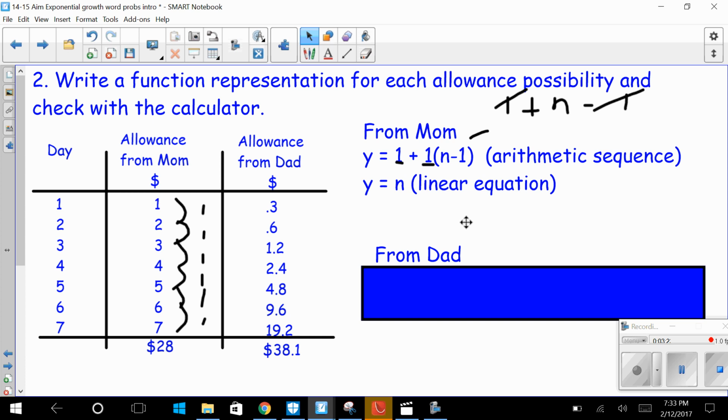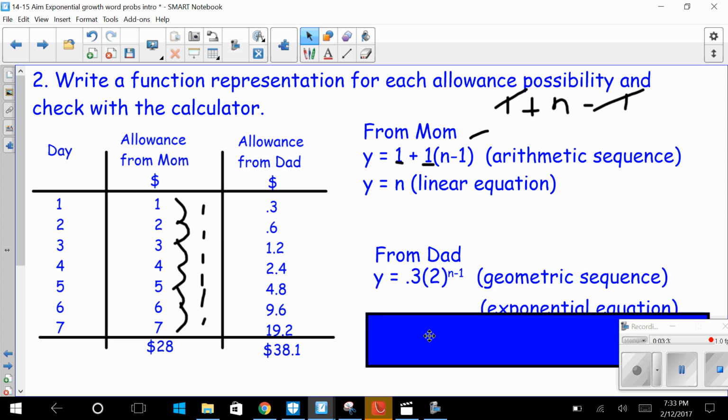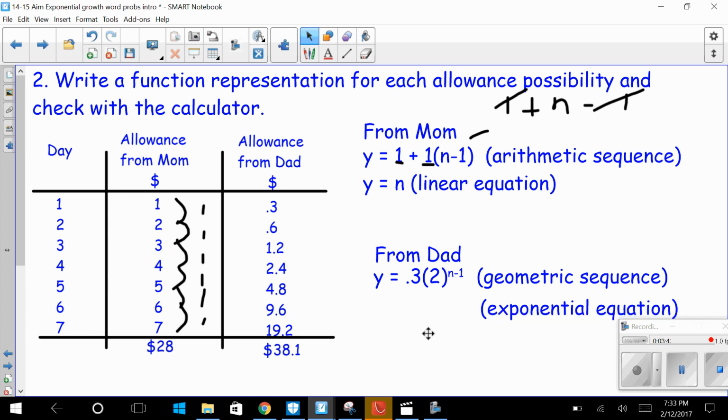Now from dad, you start with 0.3 and you're doubling 6 times, right? So you start with 0.3 and doubling, remember, is the same thing as multiplying by 2. So you keep multiplying by 2 n minus 1 times. So after n days, that's how much money you have. And this is called a geometric sequence, because you're multiplying by a constant instead of adding. If you're adding by a constant, that's arithmetic. If you're multiplying, that's geometric. And also notice that the geometric sequence gives birth to an exponential equation.